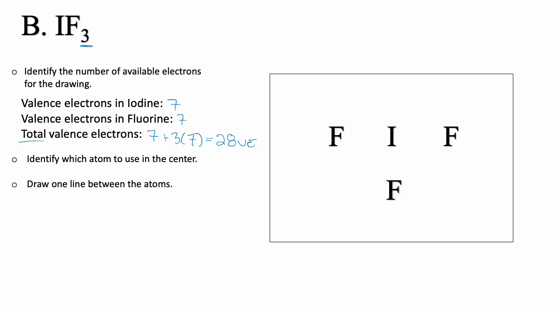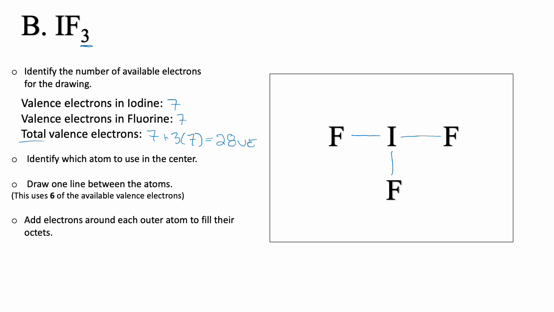Our next step is to draw one line between each atom. This uses 6 of our available valence electrons since we used 3 single bonds, each using 2 electrons. Our next step is to add our remaining electrons to each of our outer atoms, which is all fluorine atoms. 6, 12, 18. So now we've used another 18 electrons, but we still have 4 left.